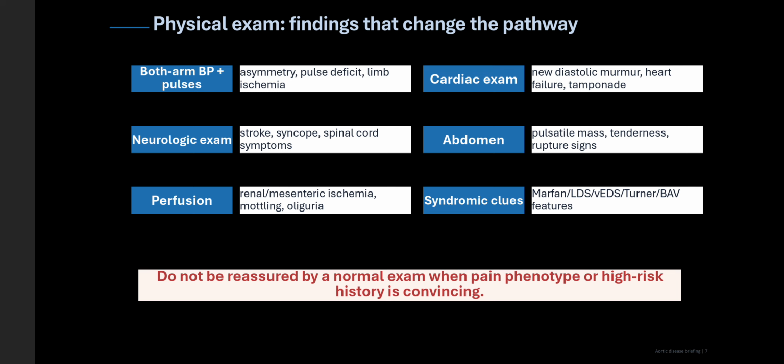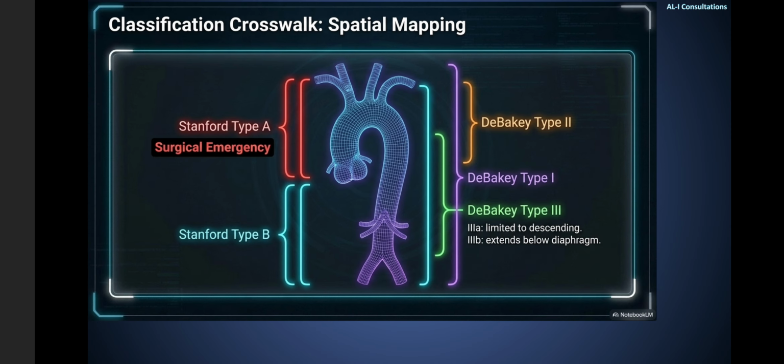If there's a new diastolic murmur, heart failure or tamponade, that's an emergency. A pulsatile mass in the abdomen, tenderness, could be a sign of rupture. Look for syndromic clues: Marfan's, Loeys-Dietz syndrome, Turner, bicuspid aortic valve features. Do not be reassured by a normal exam when the pain phenotype is high risk.